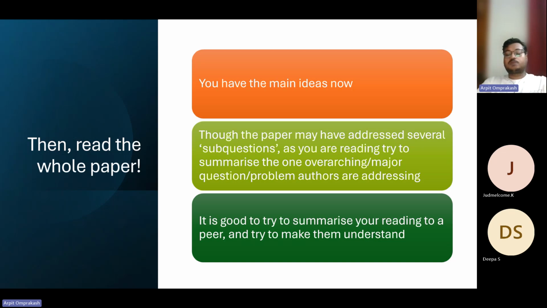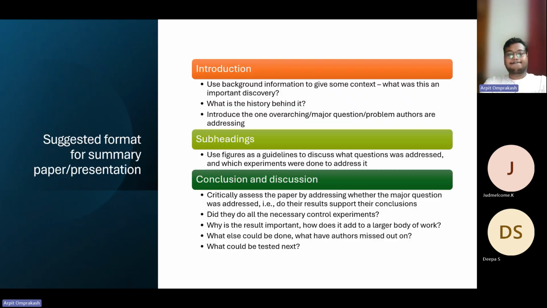So when you try to explain it to them, you see that, okay, this is the part that I was not clear about. Maybe if I read it once more, I can explain it better. Maybe I can understand the paper better after that, and so on. Right.